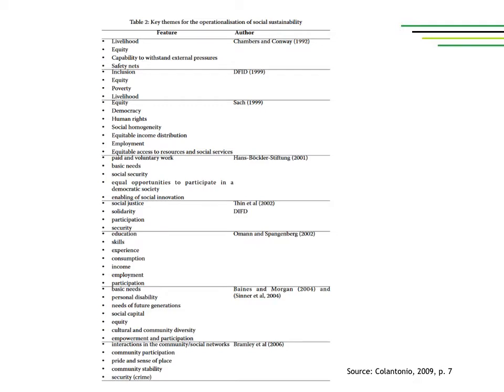On slide 14, you will see the features of social sustainability based on the perception of various authors. Please read them carefully and see whether they are similar or different from one author to the other.